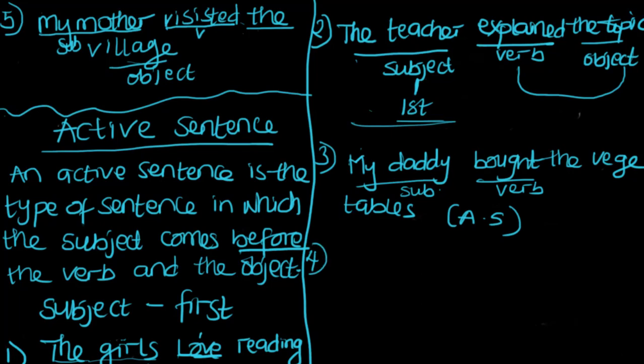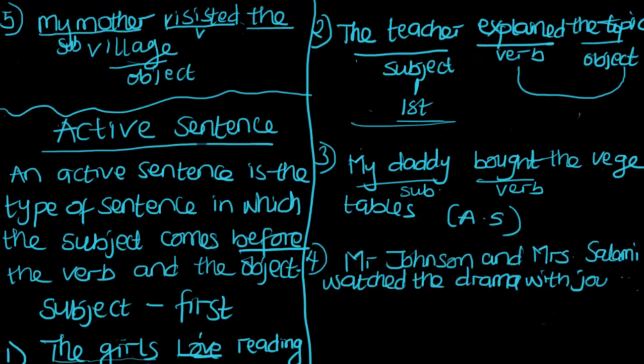Number 4. Mr. Johnson and Mrs. Salami watched the drama with joy. What action is being performed? Watching. They are watching something. Who and who are doing that? Mr. Johnson and Mrs. Salami. So they are the subject. So because the subject is coming before the verb, we call this an active sentence.